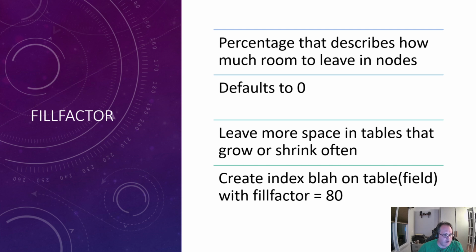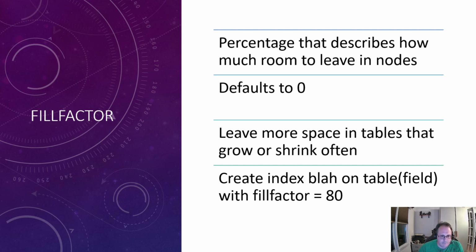All right, so here's an example. Let's create some index blah on table field. Now, here's how you put in these properties. You say with fill factor equal 80. What I'm doing here is I'm leaving 80% free. I'm filling my nodes 20%. So this gives me room to grow. If, again, your tables grow a lot, this is something to deal with.